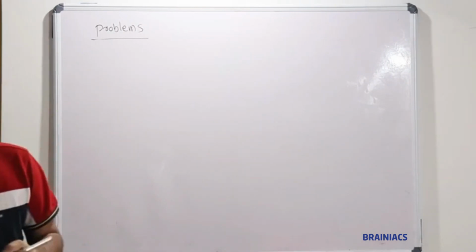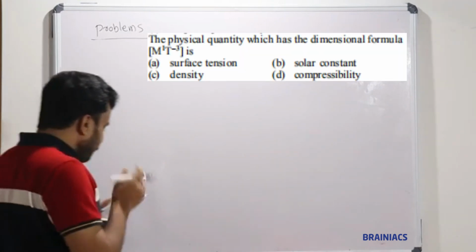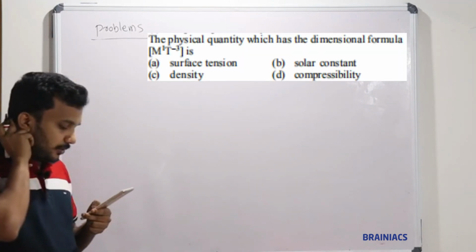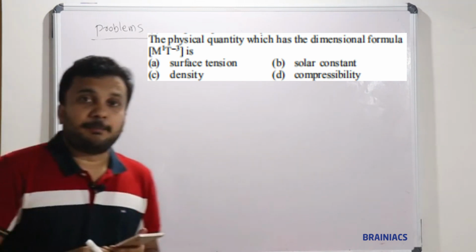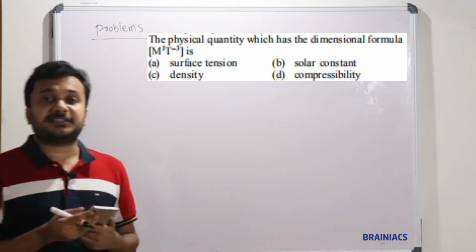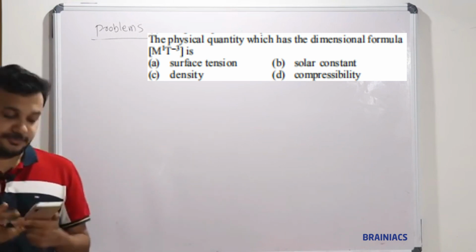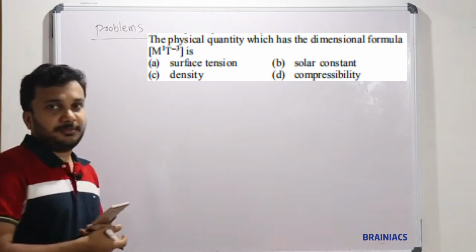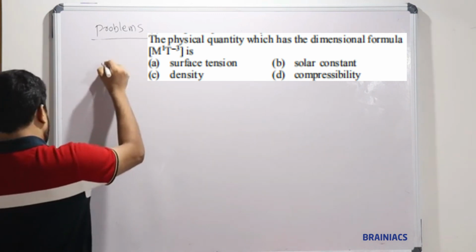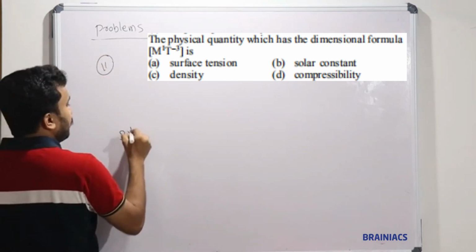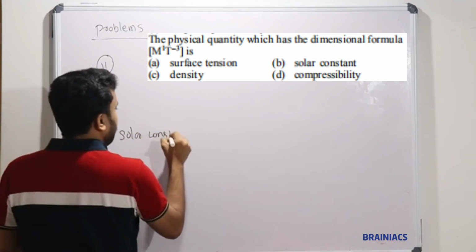We'll move to the 11th question. The 11th question is about the dimension formula. MT raised to minus 3. MT raised to minus 3 is the dimension formula for which one? It is related to something called the solar constant. This is a new term for you, right?